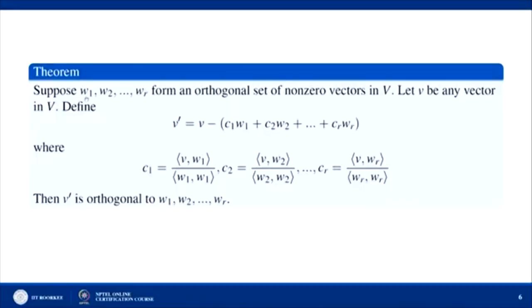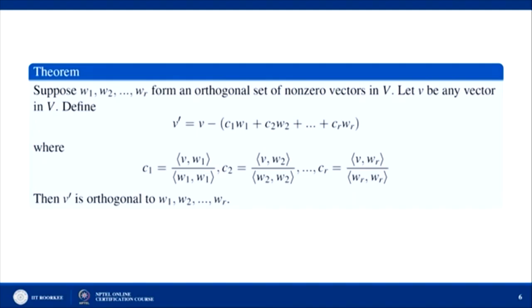Now the next result is: suppose W1, W2 up to Wr form an orthogonal set of non-zero vectors in V. It is an orthogonal set again. If we take any vector v in V, and define v dash as this, where the ci's are defined by this expression, the inner product of v with W1 upon the norm of W1 squared, and similarly for the other ci's, then this v dash is always orthogonal to the Wj's.